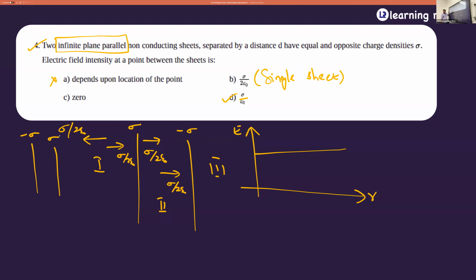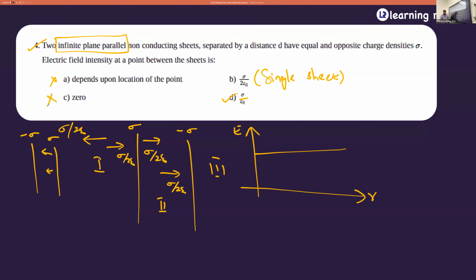So there are multiple things you need to focus on. Be clear. So have they given it like this? What would have happened to my reason? It should have been to the left and the left. So it is very important. So zero is wrong because of that reason. So sigma by epsilon naught is the right answer.